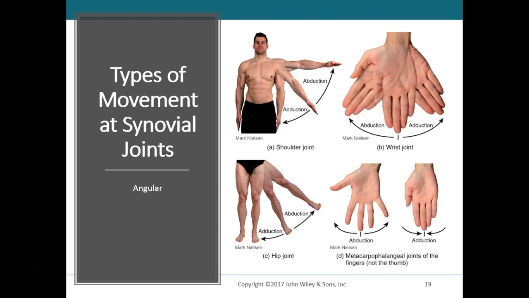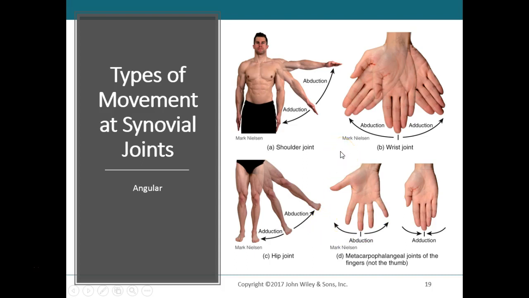If you abduct someone, you take them away. So abduction, A-B-D, means to take away from the body. So if you raise your arm out to shoulder height, that action is abduction. If you kick your leg out to the side, moving it away from anatomical position, that is abduction. Same thing with the hand. Take it away from the body, abduct. So abduction of the wrist joint. And the same thing with the fingers.